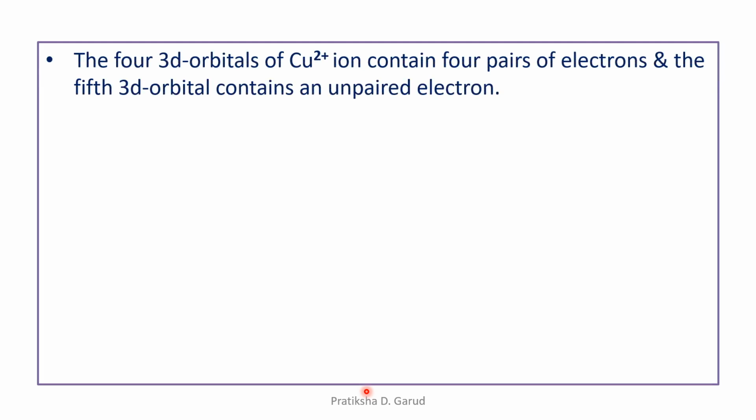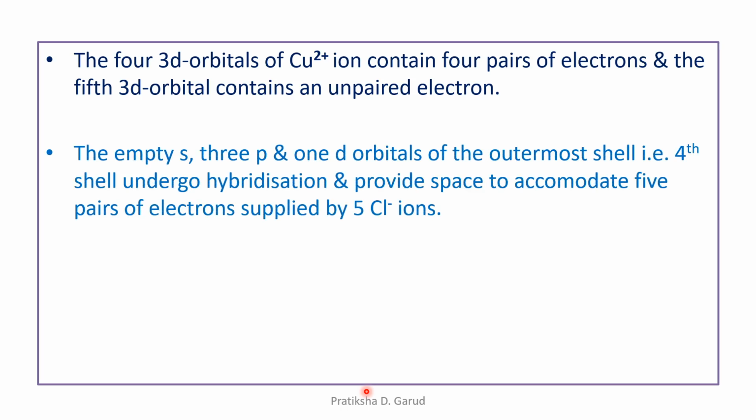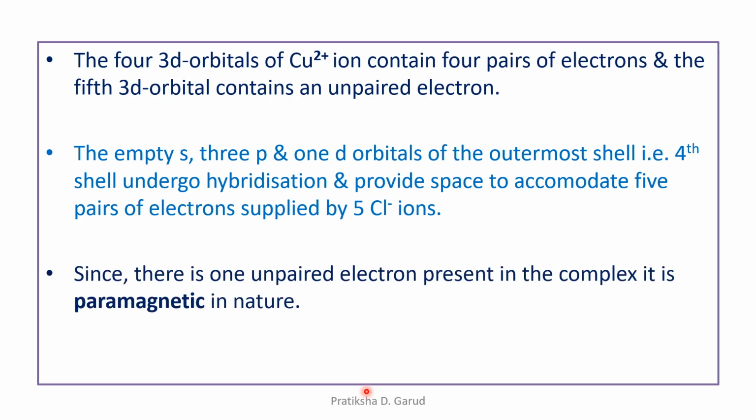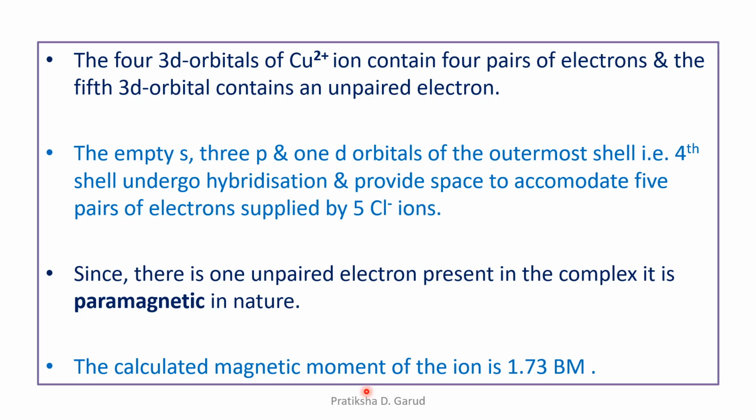From this, four 3d orbitals of the Cu2+ ion contain 4 pairs of electrons and the fifth 3d orbital contains an unpaired electron. The empty 4s, 4p and 4d orbitals of the outermost shell, that is the fourth shell, undergo hybridization and provide space to accommodate the 5 pairs of electrons supplied by the 5 ligands, which are the 5 Cl- ions. Since there is one unpaired electron present in the complex, it is paramagnetic in nature. The calculated magnetic moment of the ion is 1.73 BM. Why is it 1.73? Because it has one unpaired electron.